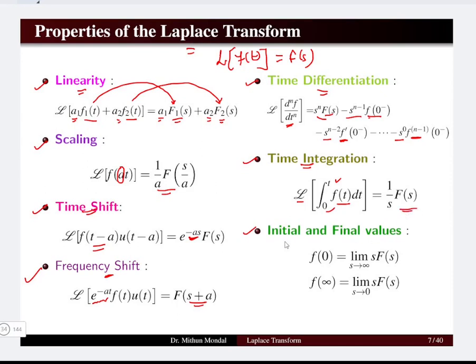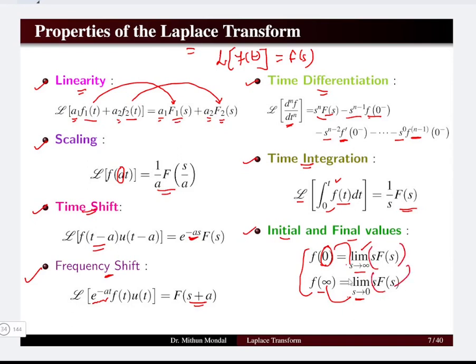Now we have the concept of initial and final values, like some signal we want to obtain the initial value f of 0 and the final value f of infinity, then we are putting a limit function, that is s tends to infinity for f of 0 and s tends to 0 for f of infinity. So this is reverse, and then the limit function is s into F of s.